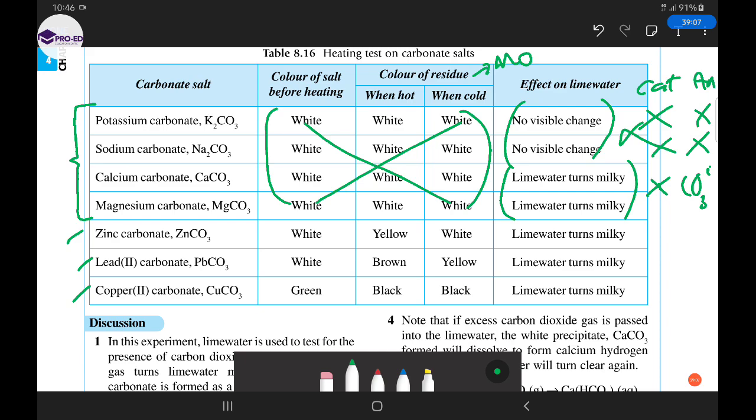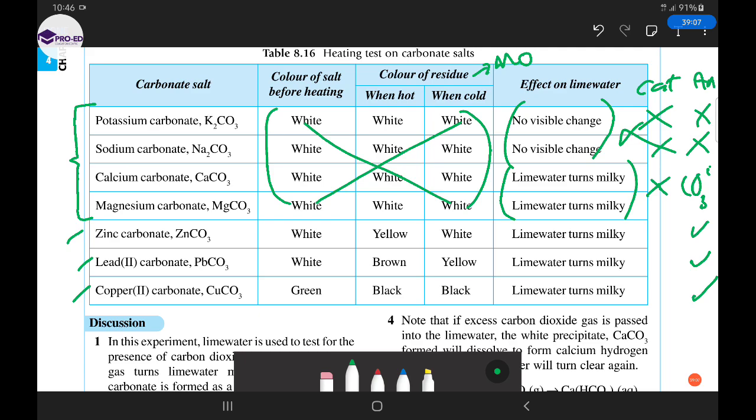Zinc carbonate, right? So yes, there lime water becomes milky. So yes, we know it is the same carbon dioxide released, so it's carbonate, right? The other two also, lime water becomes milky. So we already know for all three at the bottom, following magnesium and calcium, the anion is carbonate. They're all definitely carbonate salts. But in this case, because it's zinc, lead and copper, you can actually determine the cation by the color of the residues, right?